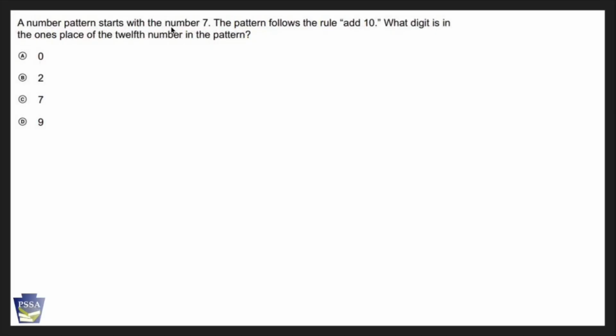A number pattern starts with the number 7. The pattern follows the rule add 10. What digit in the ones place of the 12th number is in the pattern? Ugh, this is going to take forever. All right, let's add 10, you get 17. Let's add 10, you get 27. Let's add 10, you get 37.